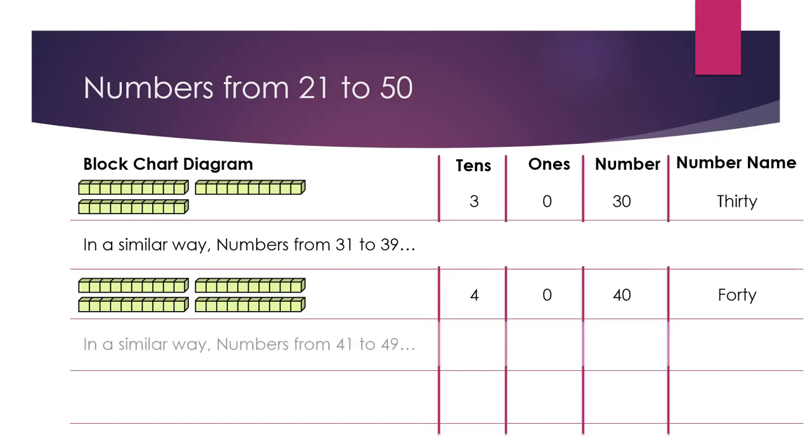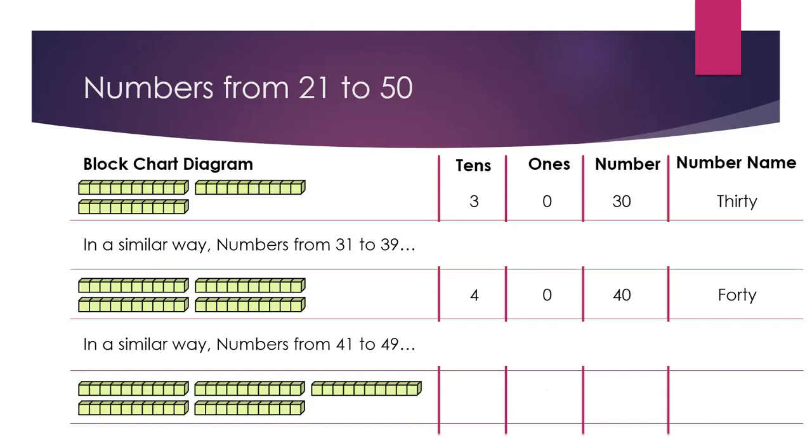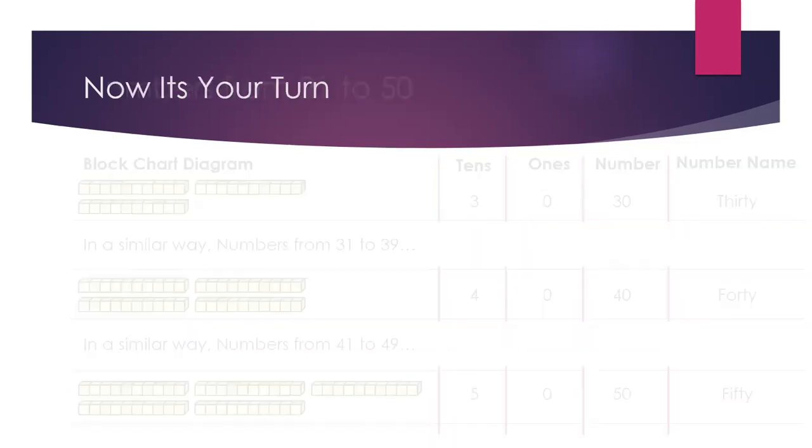In a similar way, when we move on from 41, we can say 4 tens and 1 ones forms the number 41. Similarly, 42, 43, 44, 45, 46, 47, 48, 49. And then comes the number 5 tens, which is called 50. 5 tens, none of the ones are left behind. The number is 50.